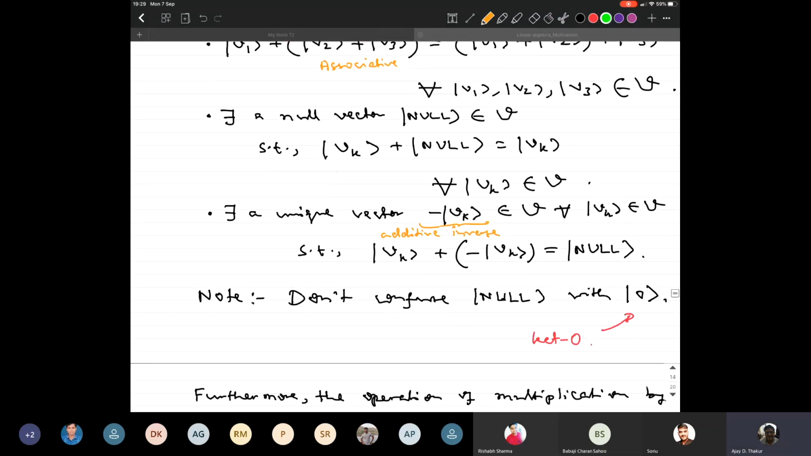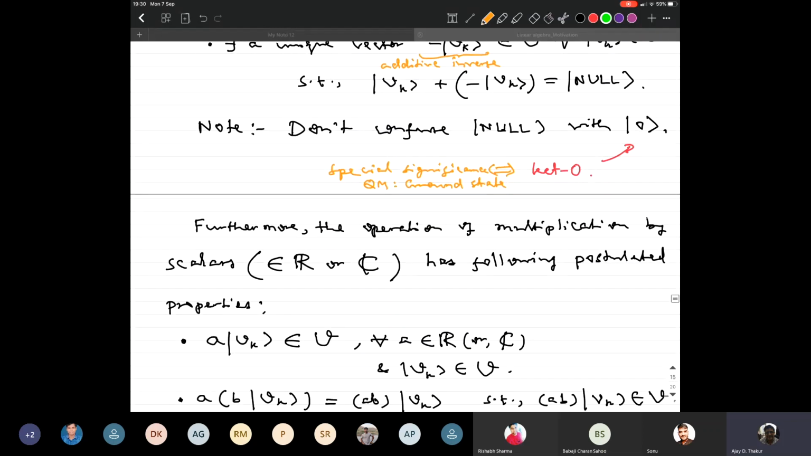As we discussed earlier, we should not confuse ket 0 with null ket, because ket 0 has a special meaning and significance. In quantum mechanics, it has to do with the ground state. In quantum field theory, it has to do with the vacuum state. So vacuum really does not mean it is null. This is a subtle point, but as we see examples, we will be able to make it clearer along this course.